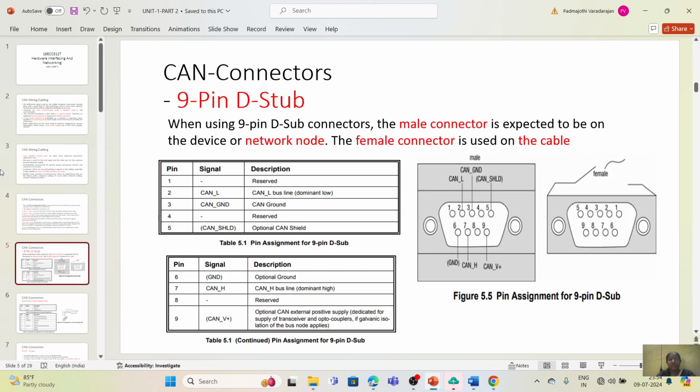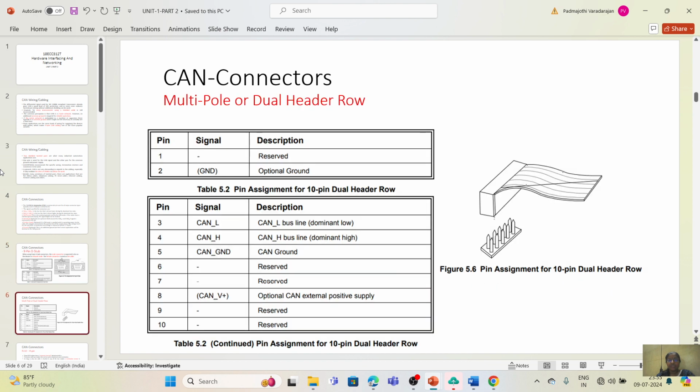This is the pinout of the 9-pin D-sub connector. That is the pin assignment of this 9-pin D-sub CAN connector. Here you will have pin numbers 1, 2, 3 and 5, that is CAN low, and 6, 7, 8, 9. The pin descriptions are listed. Similarly, there is the 10-pin dual header, rope pin CAN connector.